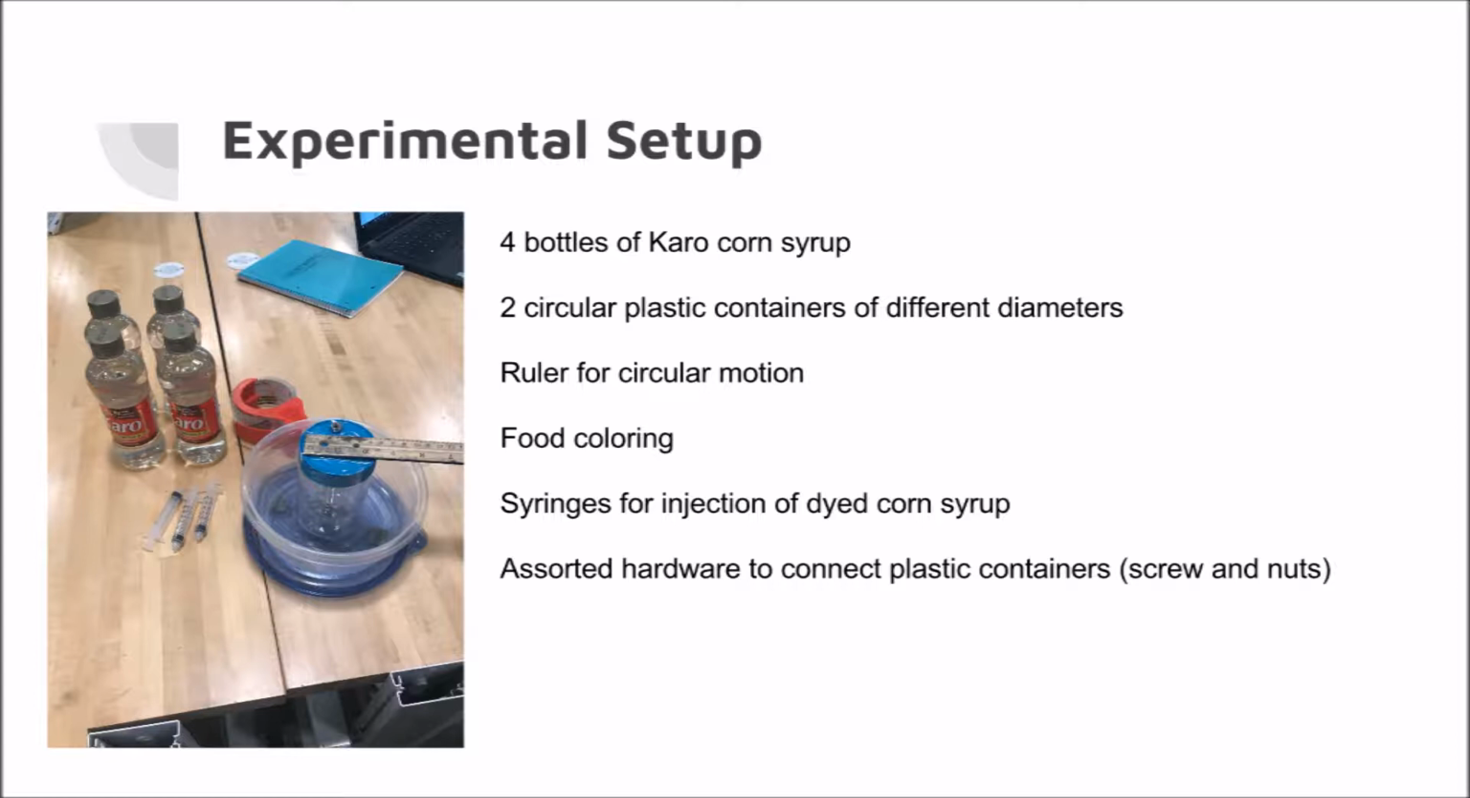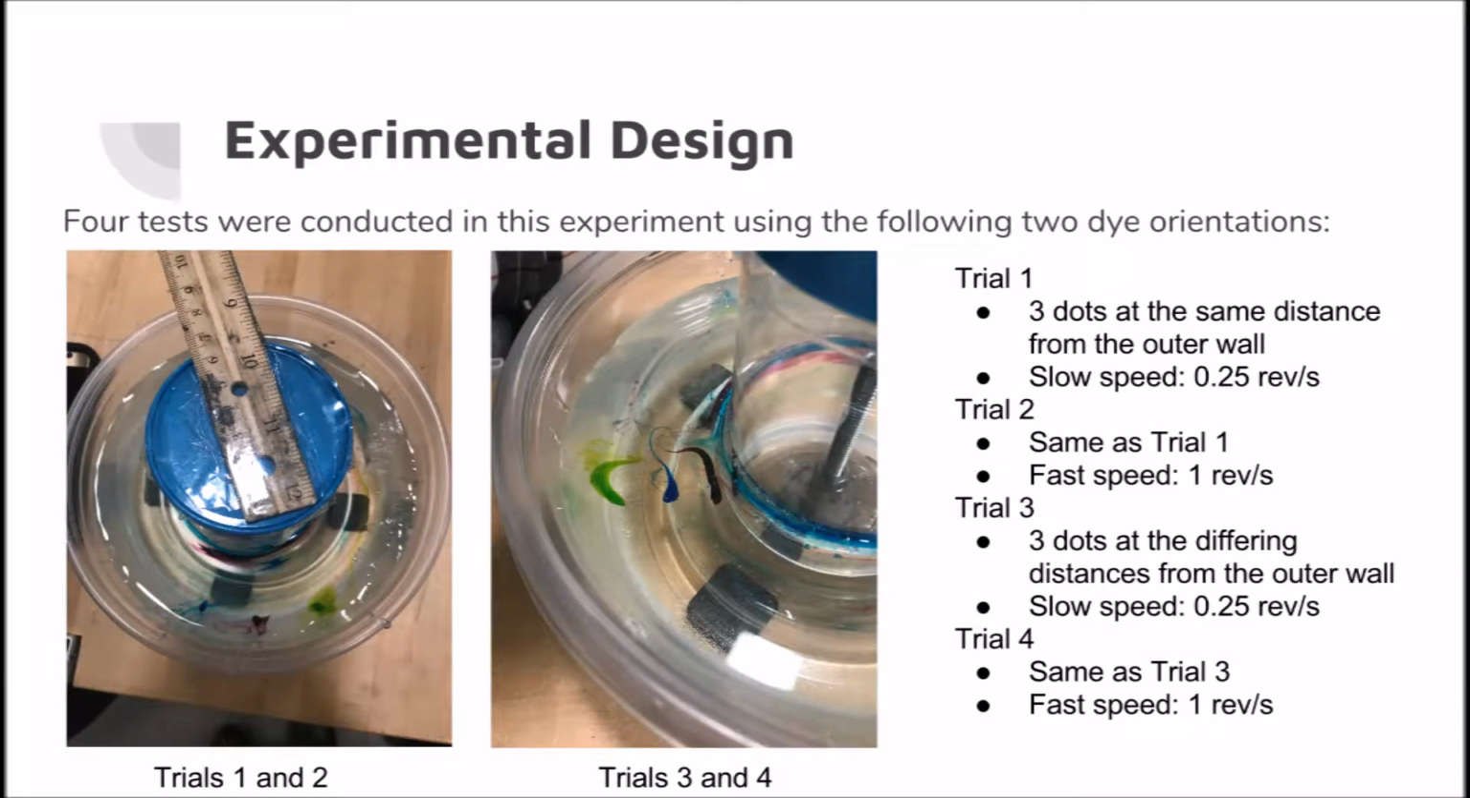For our experiment, we used 4 bottles of Karo corn syrup, 2 circular plastic containers with different diameters, a ruler for the creating of circular motion, food coloring, syringes for injection of dyed corn syrup, and assorted hardware to connect the plastic containers. There were 4 different trials using a combination of 2 different orientations at 2 different speeds, as listed here.